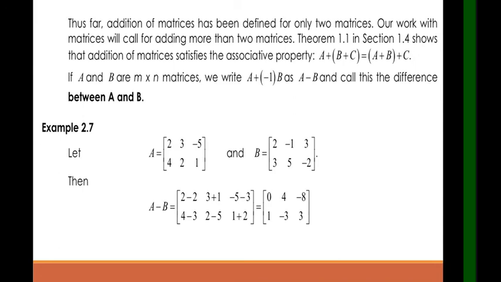So to make it clear for the subtraction of the 2 matrices, let's have A and B matrices. So we have the equal matrices, 2 matrices here. So we have A minus B. So 2 minus 2 is 0, 3 plus 1. Why is it 3 plus 1? Because 3 minus negative 1, since minus negative 1, magiging plus siya. Negative 5 minus 3, 4 minus 3, 2 minus 5, and 1 plus 2. Again, 1 plus 2, it is negative here, pero naging plus siya because that is 1 minus negative 2. Okay? And the result is 0, 4, negative 8, 1, negative 3, and 3.